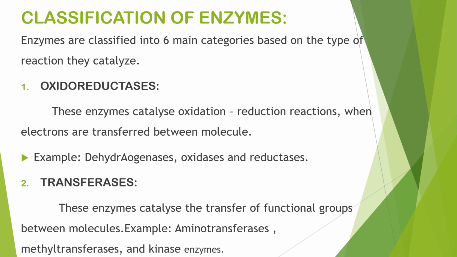Enzymes are classified into six main categories based on the type of reaction they catalyze. First one is oxidoreductases. These enzymes catalyze oxidation-reduction reactions, where electrons are transferred between molecules. For example, dehydrogenases, oxidases, and reductases. The second one is transferases. These enzymes catalyze the transfer of functional groups between molecules. For example, aminotransferases, methyltransferases, and kinase enzymes.